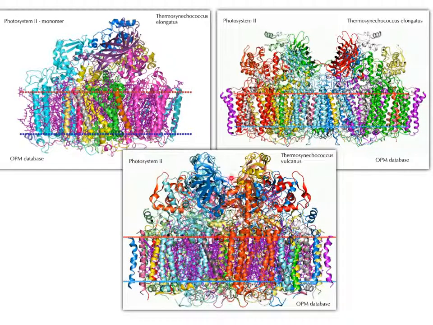And this is photosystem 2 from a different organism. You can see it's also two monomers put together. And you can see, again, the chlorophyll all accumulated in the membrane, and the proteins as well.